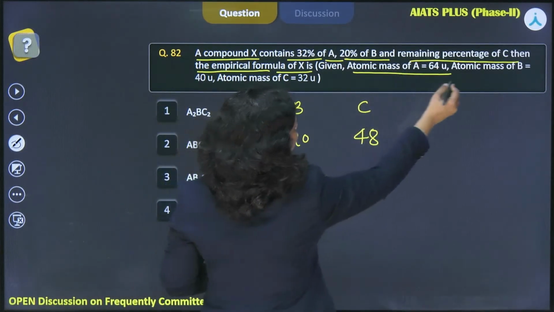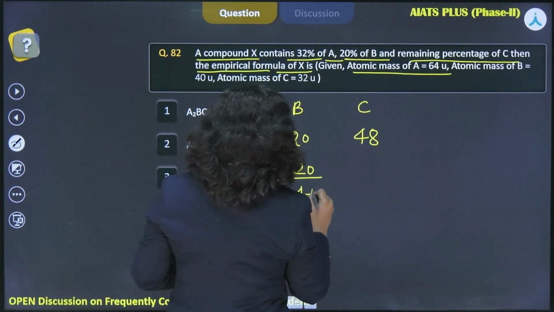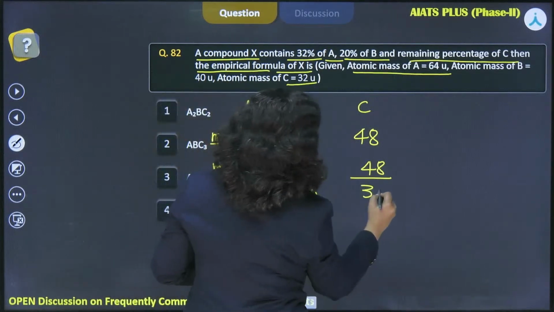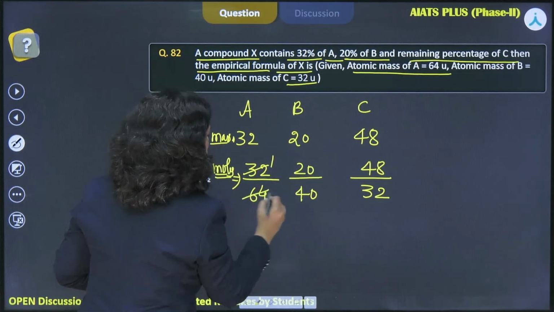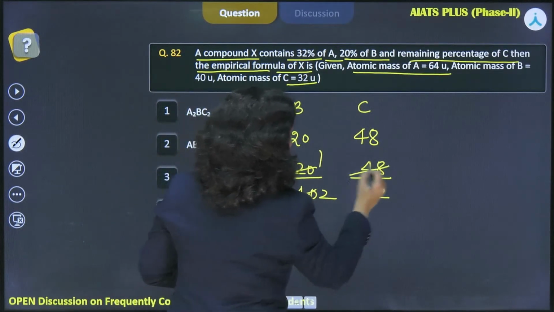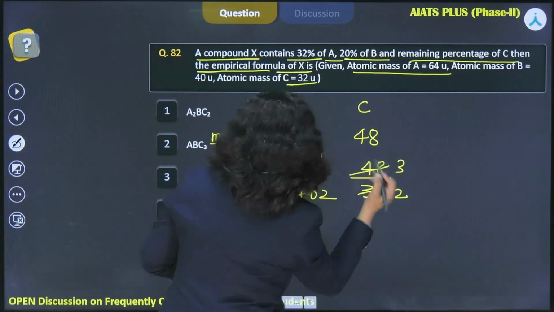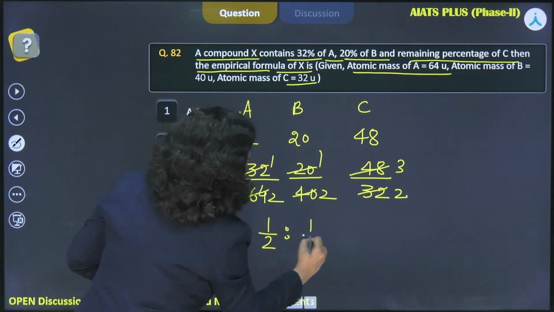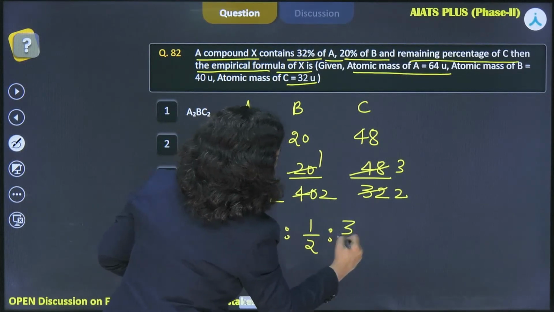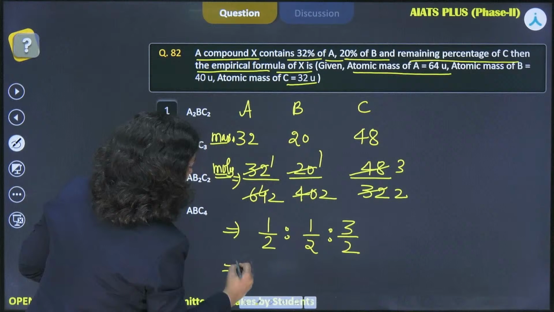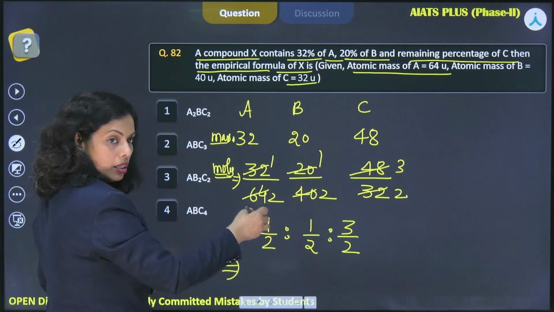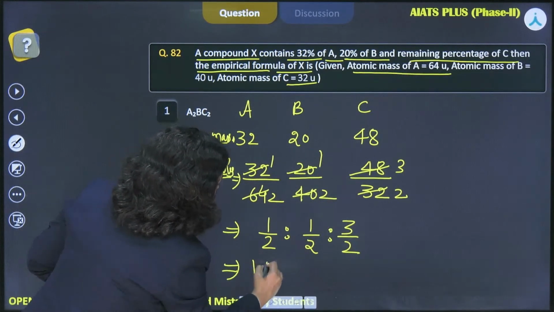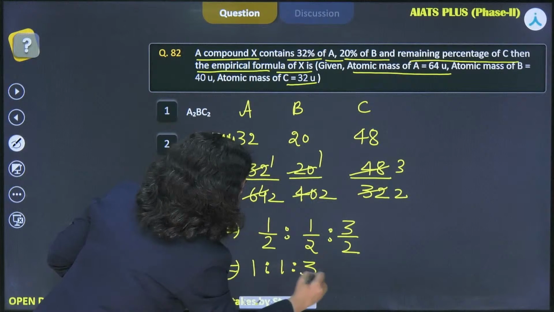20 by its atomic mass, which is given as 40 u. So I'm dividing it by 40. Then 48 upon its 32. Right? So what would be the simple ratio? 16 twos are 32, 3 by 2. Okay. So the simple ratio that I got here is 1 by 2, 1 by 2, 3 by 2. Simplify it. If I multiply by 2, then I'll be getting the simplest ratio. So it would become 1 is to 1 is to 3.